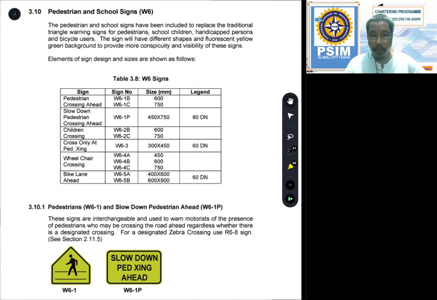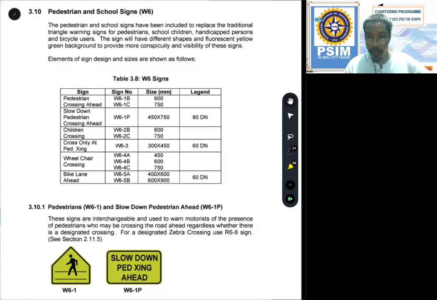In this video, let us discuss pedestrian and school signs. There are 6 types under this W6 classification. Pedestrian and school signs have been included to replace the traditional triangle warning signs for pedestrians. Usually that was the case before. School children, handicapped persons, and bicycle users.